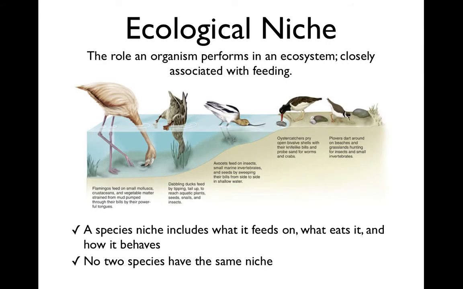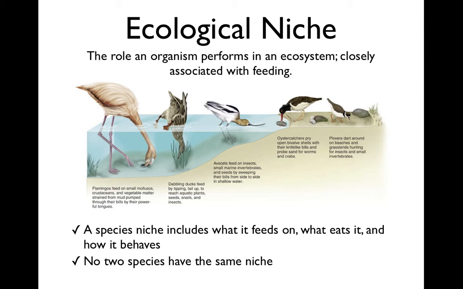A niche is the role that an organism performs in an ecosystem, closely associated with feeding. Okay? So a niche is a specific role that an organism plays. And if you're ever wondering, every single organism has its own niche. It plays its own role in its ecosystem. So there's no organisms that are pointless.